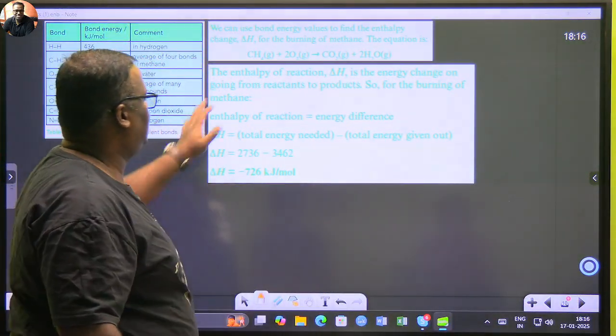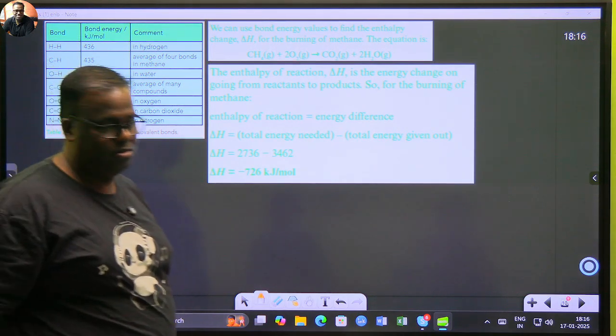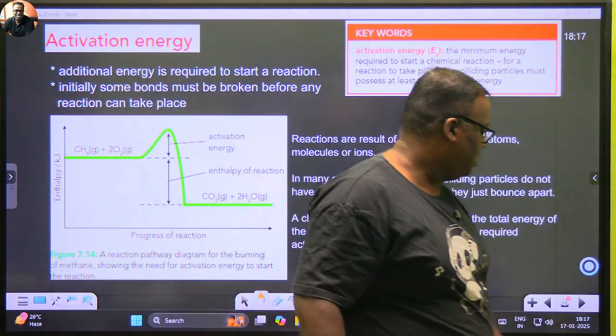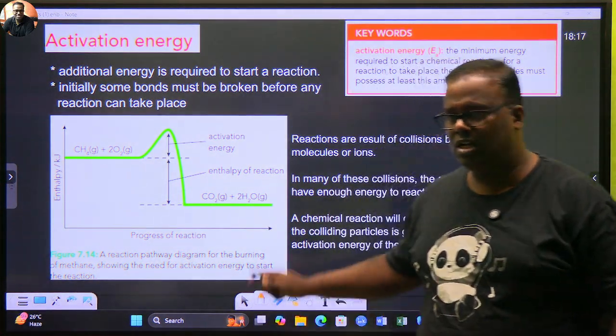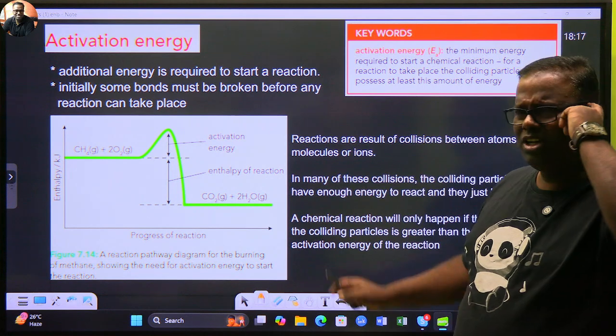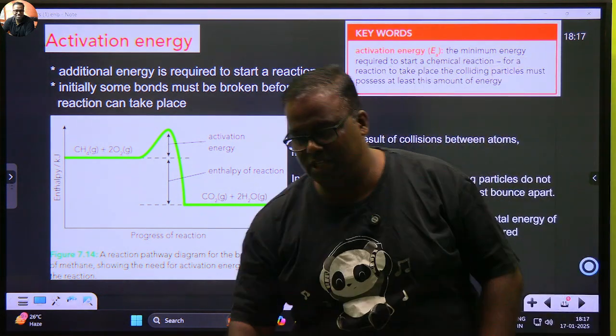Okay. Our last topic. So this is the calculation which we did. Same thing. So let's move on. Our last topic is something about activation energy. This is our last topic for the chapter. It's not a hard chapter, it's very easy. The only thing is that your concept should be clear. Now, what is activation energy and why?